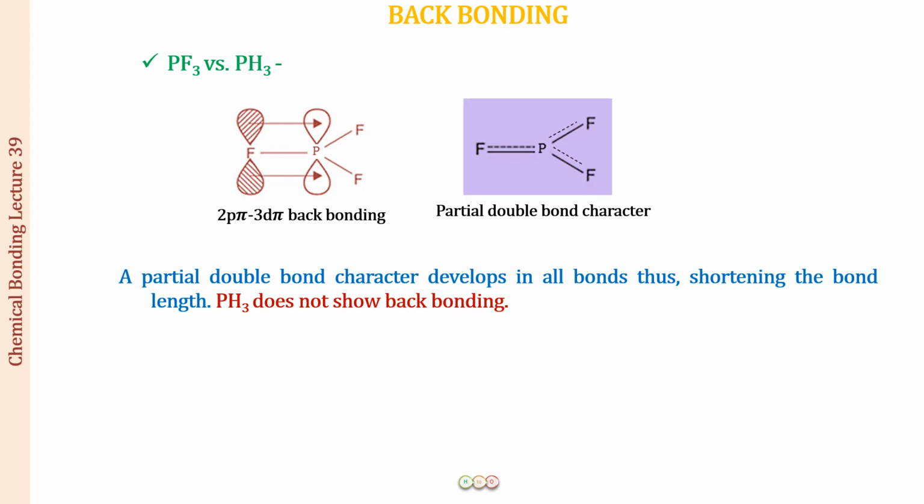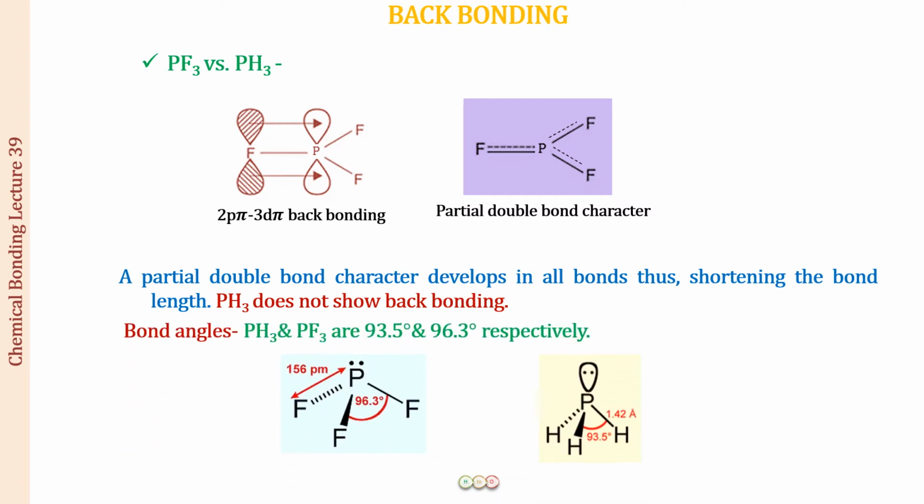Thus there is going to be a shortening of the bond length, whereas in PH3 back bonding is not going to take place, so there is going to be no shortening of the bond length. Next, very importantly, what you have to remember is the difference in the bond angles of PF3 and PH3. What we find is in PF3 the bond angle is 96.3 degrees, whereas in PH3 the bond angle is 93.5 degrees, which is less than that of PF3. Now, why is this very important? Well, you will have to understand that with the understanding of the bond angles in NH3 and NF3.